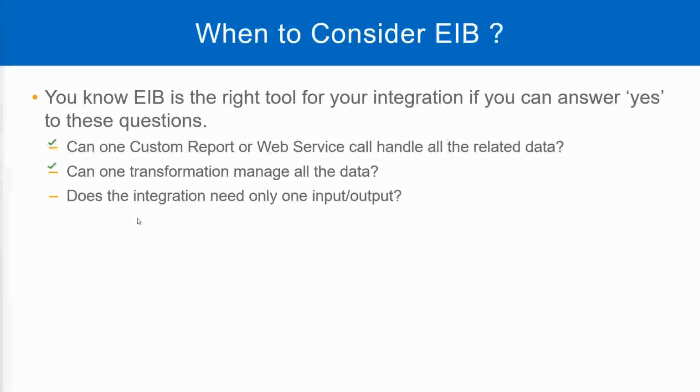Does the integration need only one input or output? If you are going to send it to one single place, yes. If that is the situation, you can use an EIB. So it is one input, one transformation, one output. If that is the case, yes, EIB is the right tool for you. So what can we call it? One input, one transformation step, one output. If that is the situation, we can definitely use an EIB.